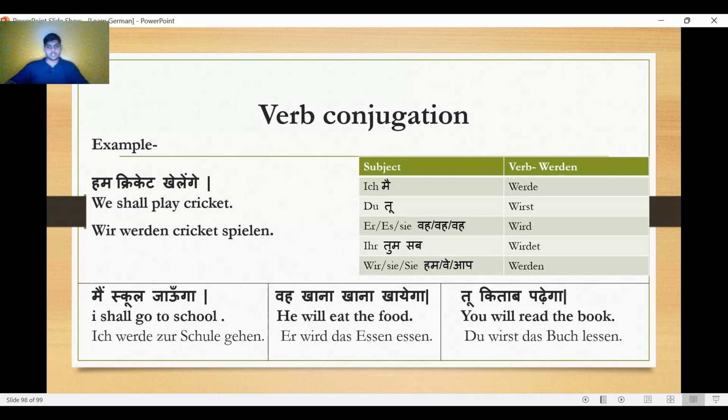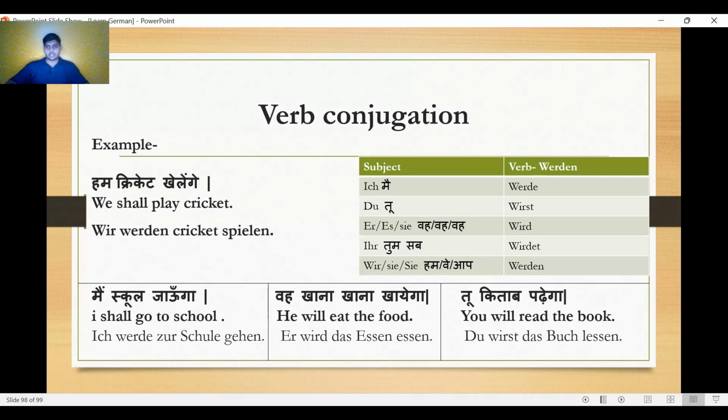If the subject is ihr, that time it is converted into werdet. If the subject is wir, as we, that time it will be in the infinitive form. So werden: according to ich, werde; with du, wirst; with er, as he, wird; and if the subject is ihr, that time it is werdet.